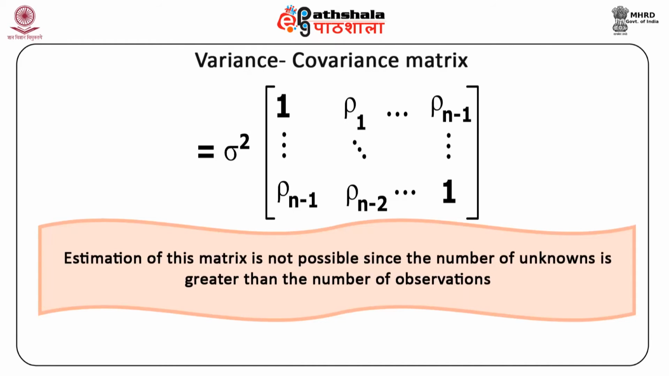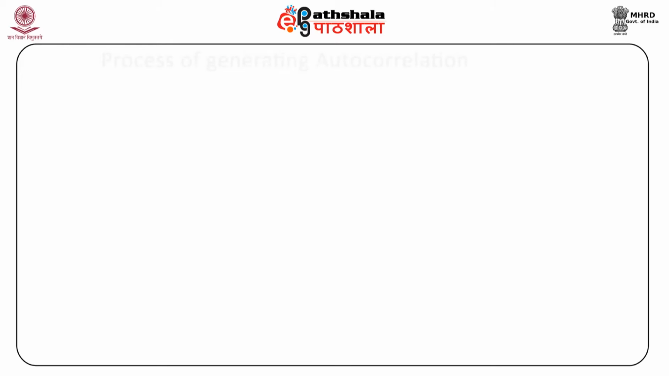Estimation of this matrix is not possible since the number of unknowns is greater than the number of observations. In the literature, a structure is imposed on the disturbance terms to estimate this matrix. Now, let us study the process of generating autocorrelation. In time series data, three types of simplified structures may be imposed.